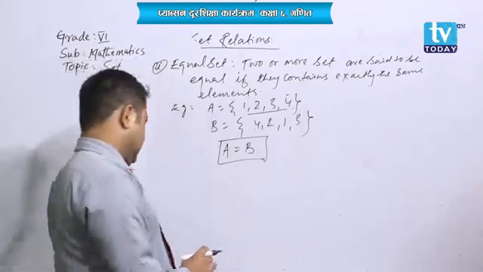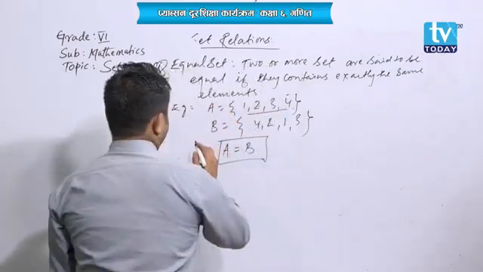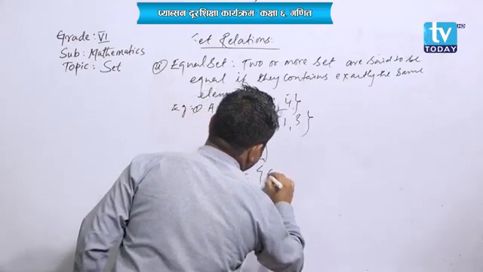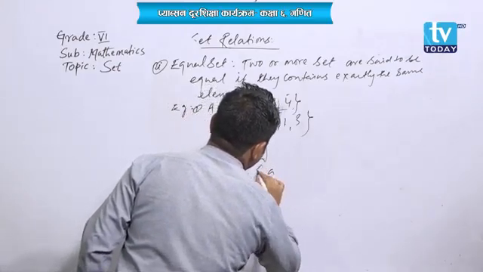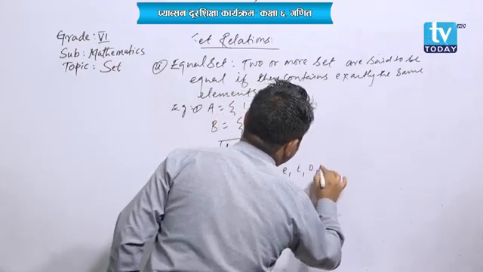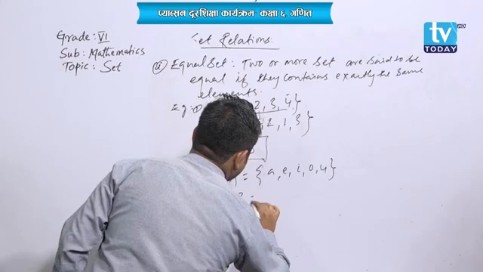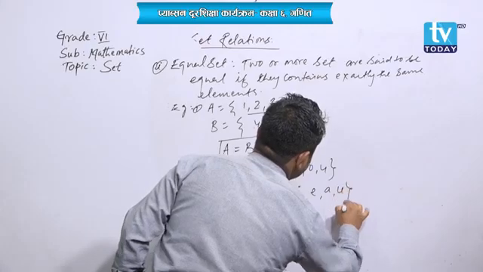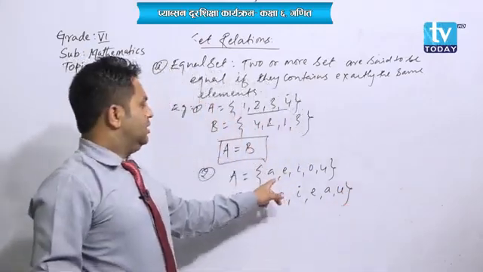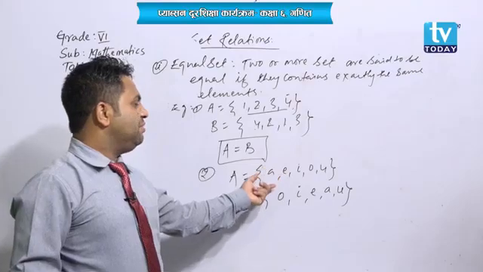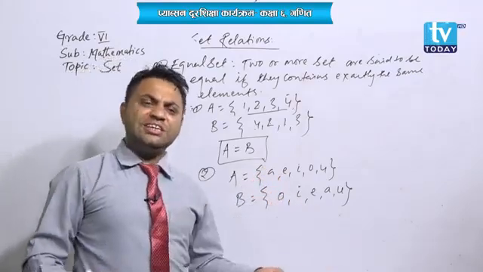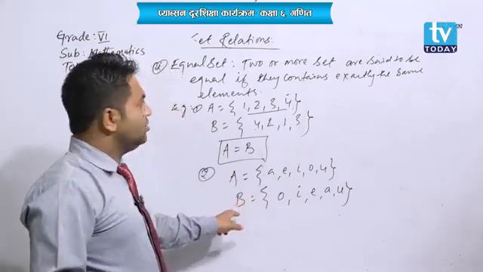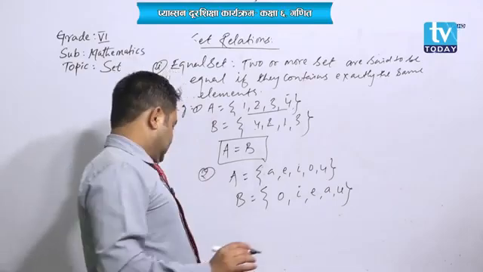Now you can write another example also. Suppose set A is E I O U and set B is O I E A U. Then both sets contain the same elements, same number and exactly the same elements, I mean to say. So these two sets are also equal sets.